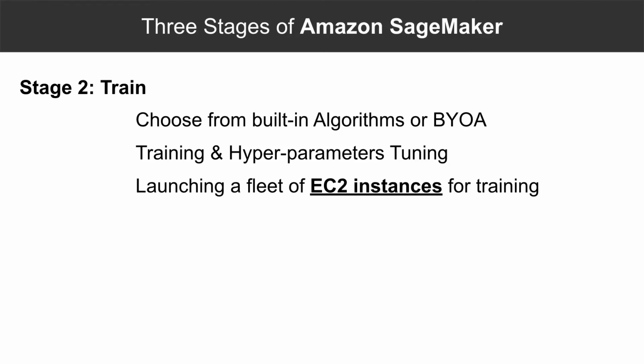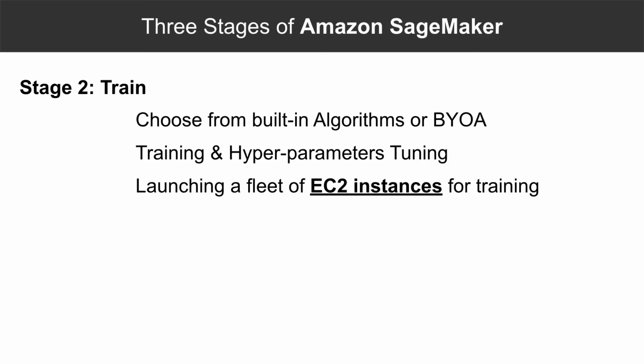The train phase includes launching a fleet of EC2 instances for training. It's the best part. You can choose not only the type and size of server you want to train your model on, but also the number of instances you need. So you can have many instances to train your model at the same time.